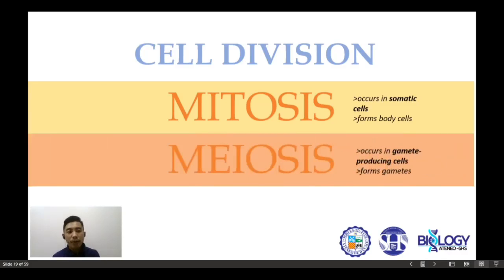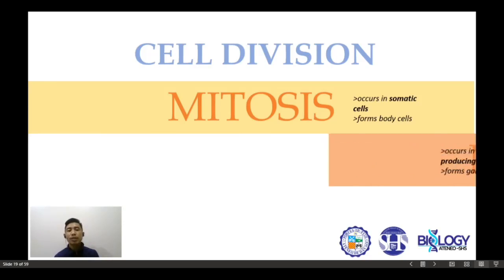The other type of cell division is called meiosis, which happens in gamete-producing cells. When we say gametes, in common terms, these are the egg cells for females and the sperm cells for males. The sex cells are produced through a separate kind of division, again called meiosis. But in this lecture, we are only going to talk about the type of cell division that happens in our body cells, which is mitosis.